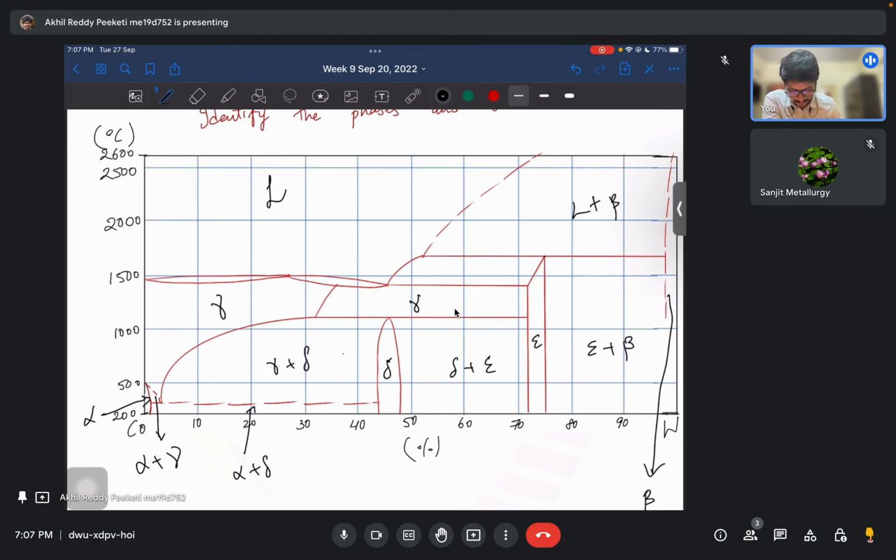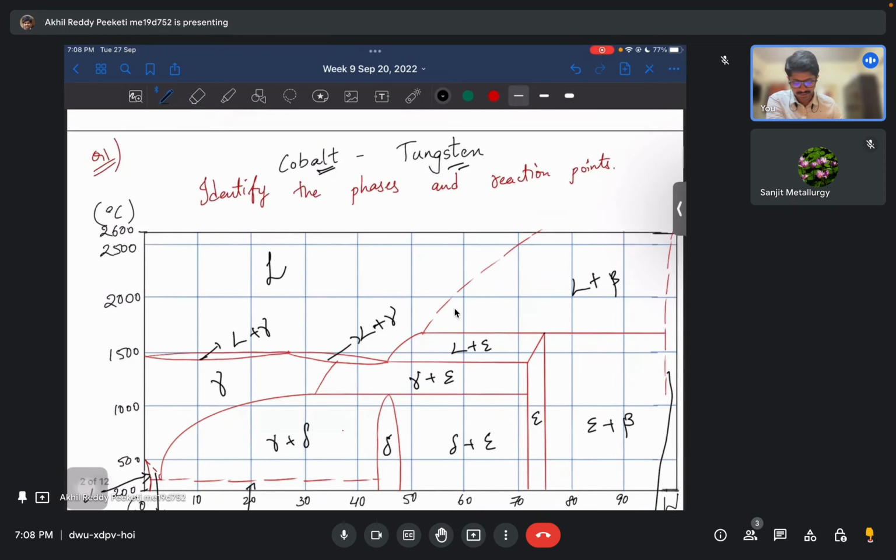Next, here we have this gamma plus epsilon. On the left we have gamma, and on the right we have epsilon. And here we have liquid plus epsilon. Okay. And this would be liquid plus gamma, and then this would be liquid plus gamma. Okay. So this is how we can first identify all the phases everywhere. Next we have to identify the reaction points.